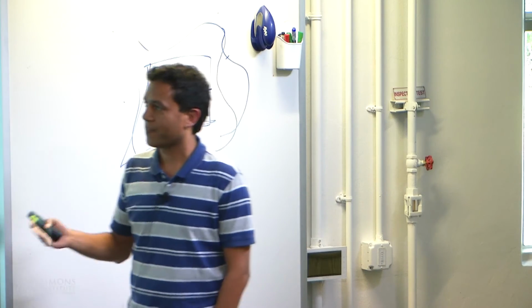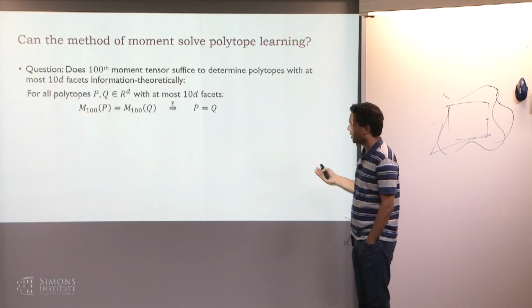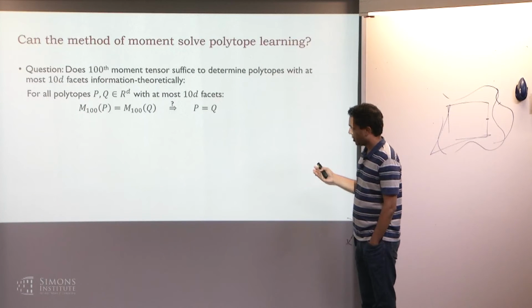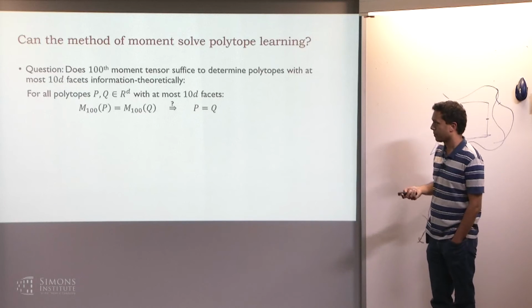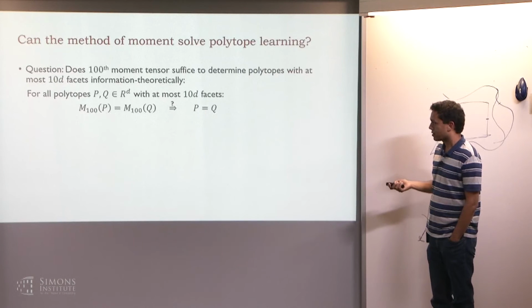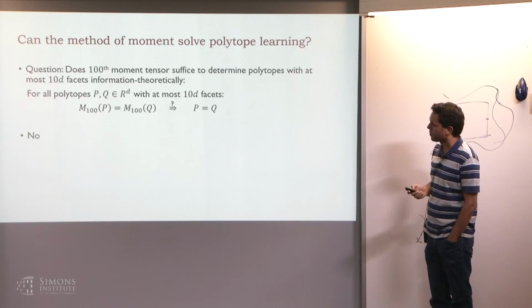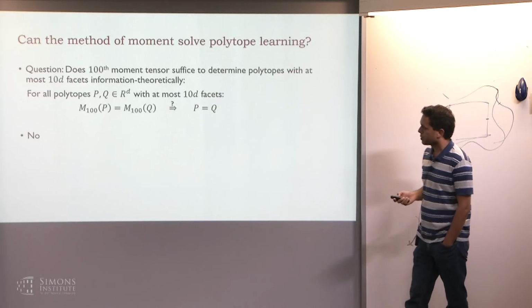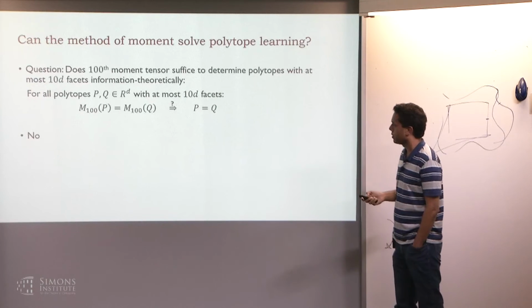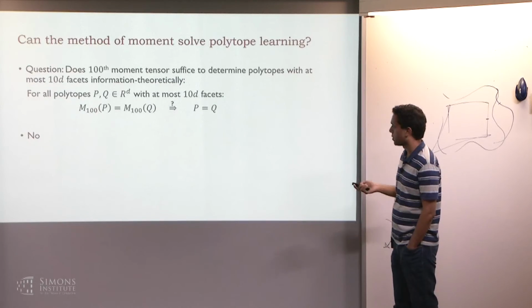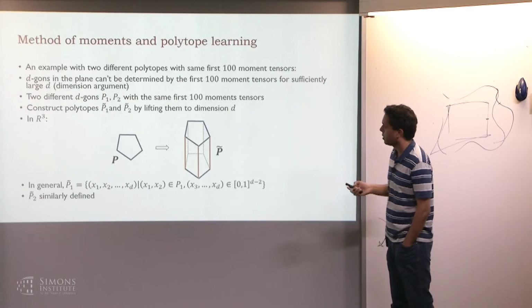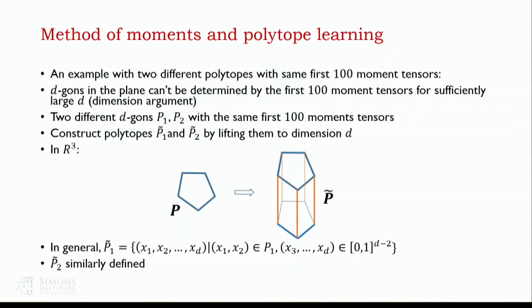More precisely, if we have two polytopes P and Q in R^D, and their 100th moment tensors are the same, does that imply the two polytopes are the same? And the answer is unfortunately no. We can construct polytopes that are different, even though their first 100 moment tensors are the same. The construction is quite simple, so I'll give you the construction.